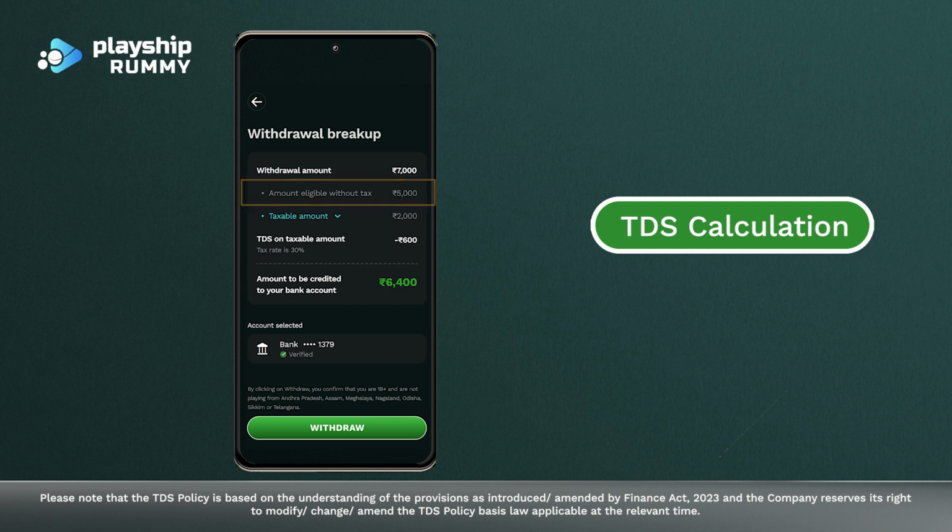On the balance of Rs 5,000, no TDS will be deducted. On Rs 2,000, at the rate of 30%, the TDS will be 600 rupees. Amount credited is equal to 6,400, that is 7,000 minus 600. This means a TDS of 30% will be applicable on net winnings.